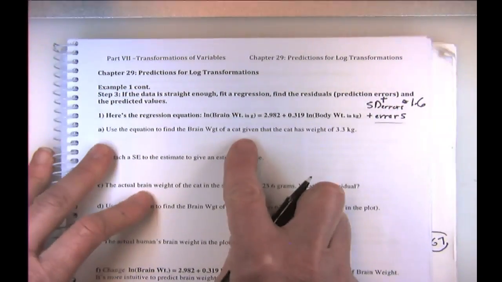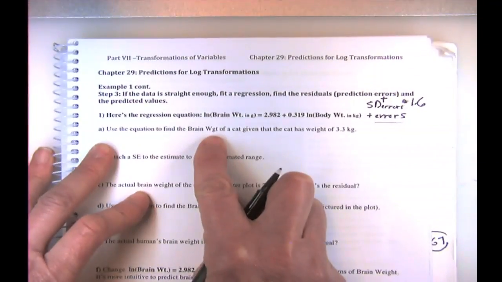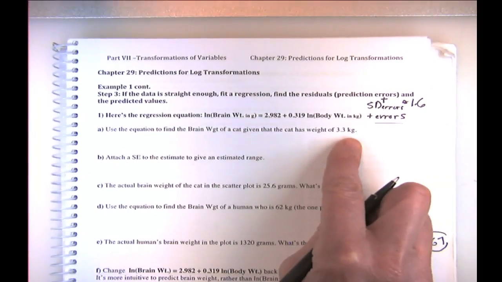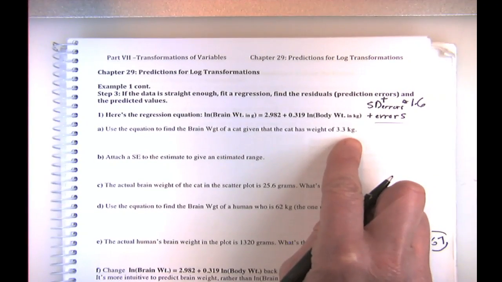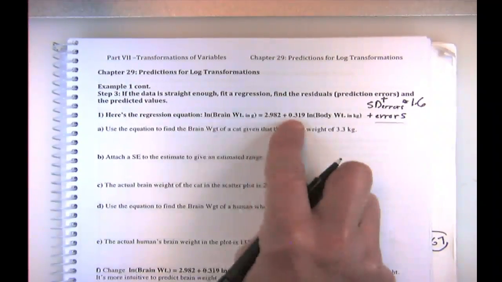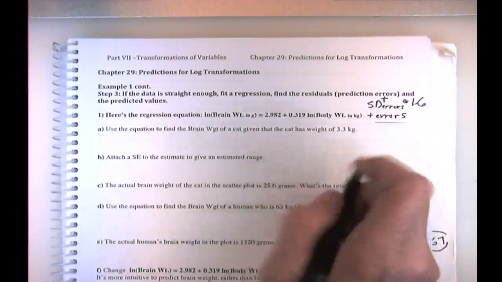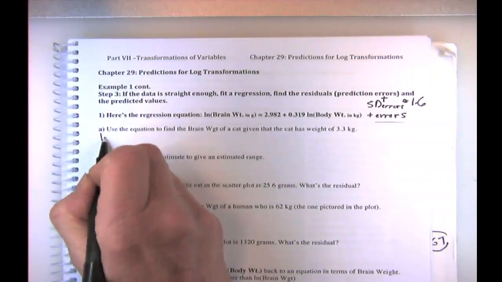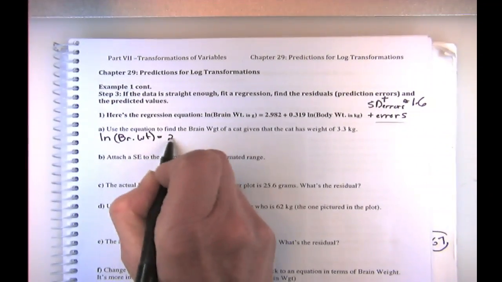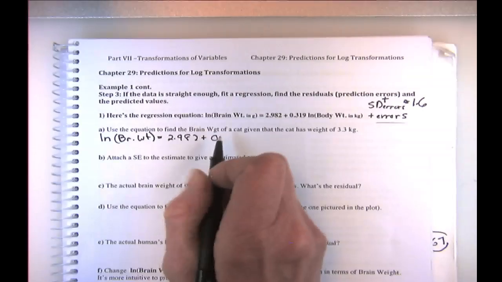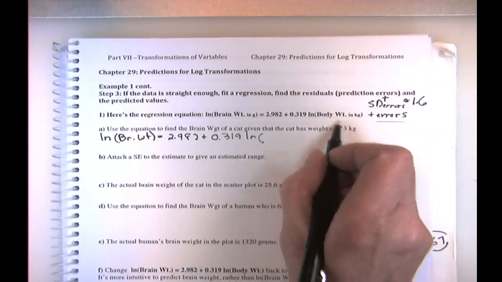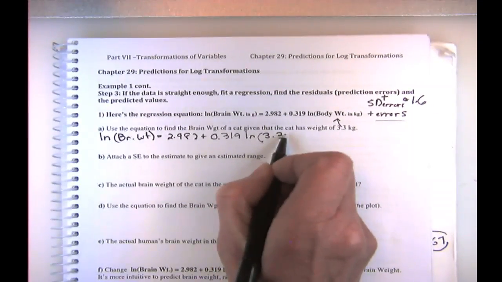Now, let's use this equation to find the predicted brain weight of a cat, given that the cat has a weight of 3.3 kilograms. And this is the cat in the picture. It does have a weight of 3.3 kilograms. So how am I going to use this? This is the actual weight. So I'll say, the natural log of the brain weight is equal to 2.982 plus 0.319 times the natural log of the body weight. We'll plug that in, 3.3.